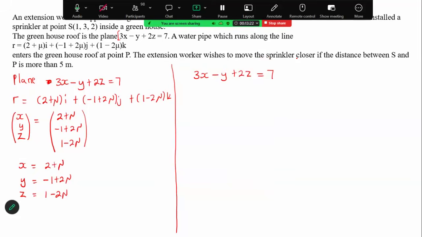Let me hope members now you can see the question clearly. So now we are going to substitute and we shall have 3 times your x, which is 2 plus 2 mu, minus your y, which is negative 1 plus 2 mu, plus 2 times z, which is 1 minus 2 mu, equals to 7. Now, the first thing you need to obtain is your mu. So you open your brackets very, very well.